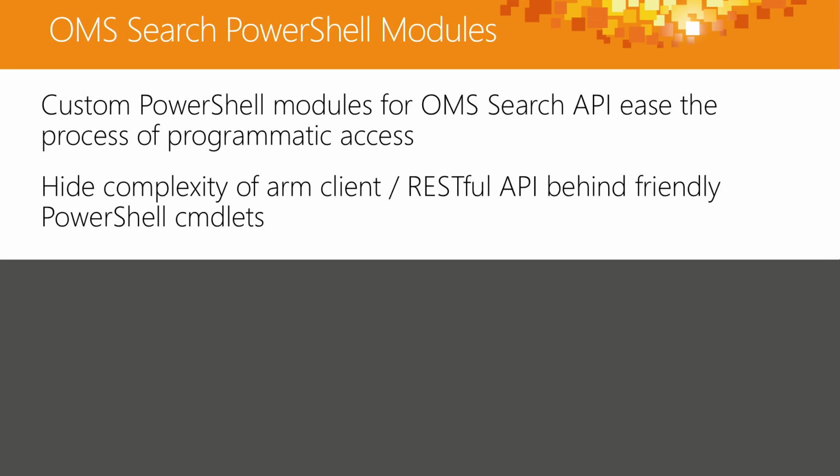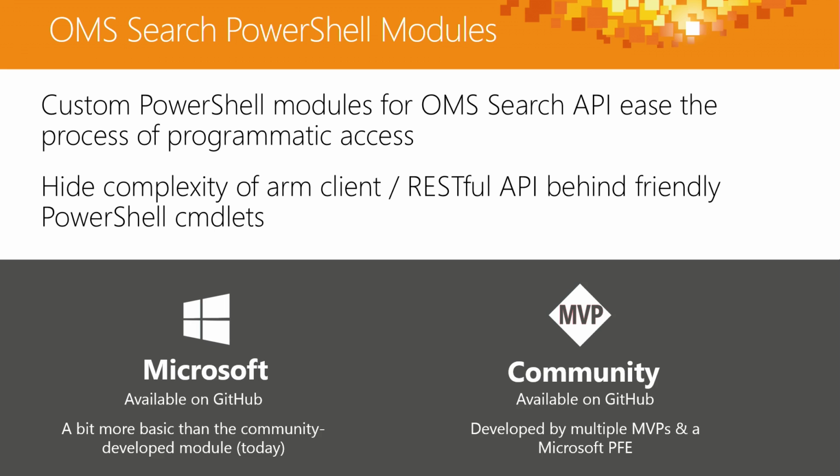There are a couple of modules you can use to do this. So I could just use the RESTful API and write PowerShell to work with that RESTful API directly, but it makes me sad to do that. It's much, much easier to hide the complexity of that with PowerShell. So there are a couple of different PowerShell modules for accessing the OMS Search API. One of those comes from Microsoft, from the Azure Automation team. It's available on GitHub. It's a bit more basic than the Community Edition today.